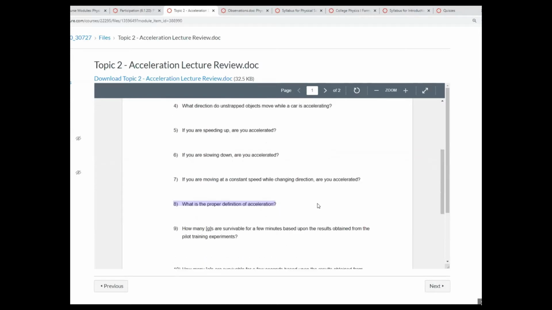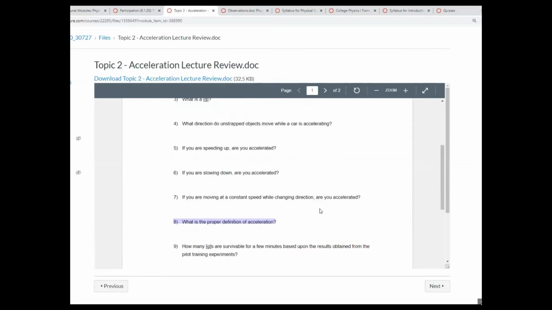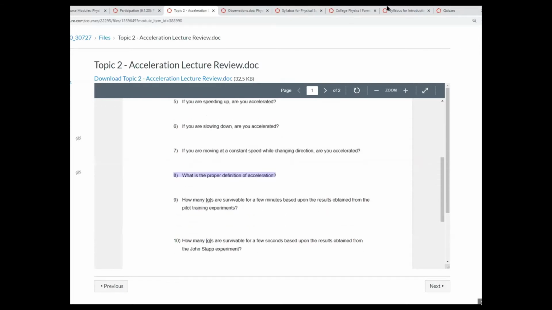And what if you're moving at a constant speed while changing direction? Once again, that's acceleration, because once again, the unstrapped objects will move in the opposite direction of the acceleration of the vehicle. So what's the proper definition of acceleration? It's speeding up, slowing down, and changing direction. How fast you speed up, how fast you slow down, and how fast you change direction.